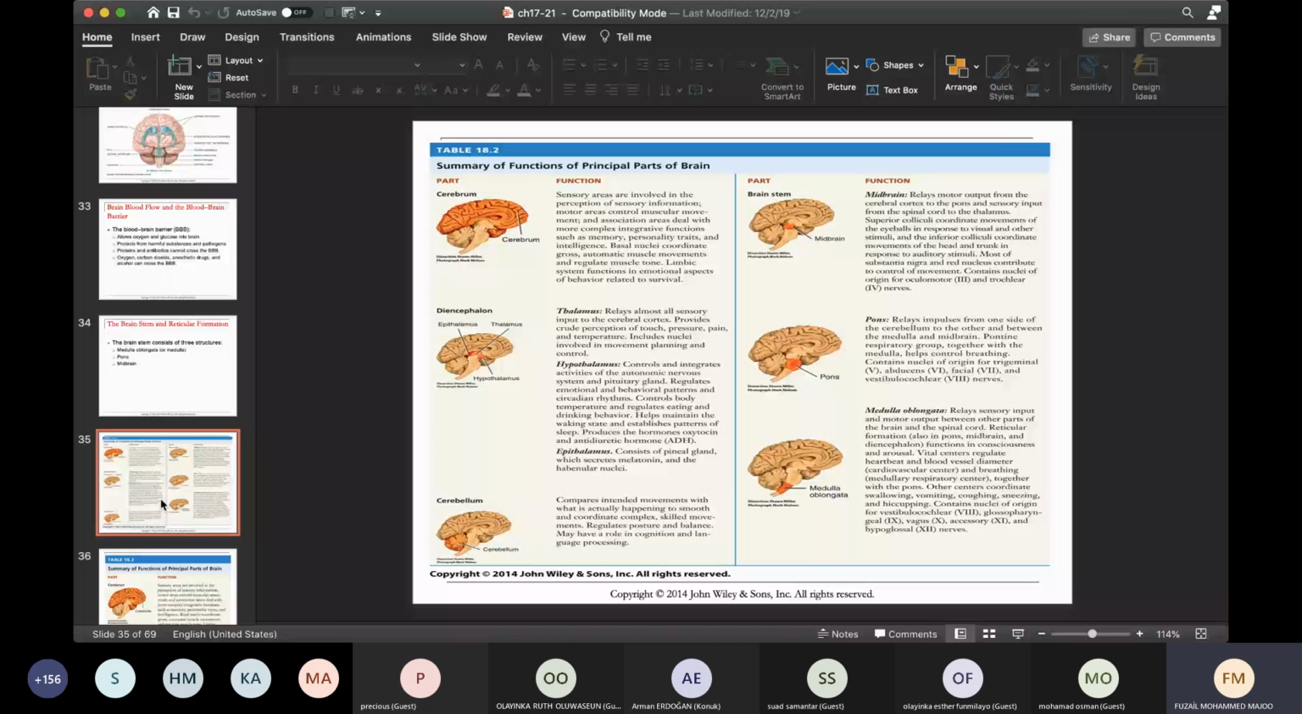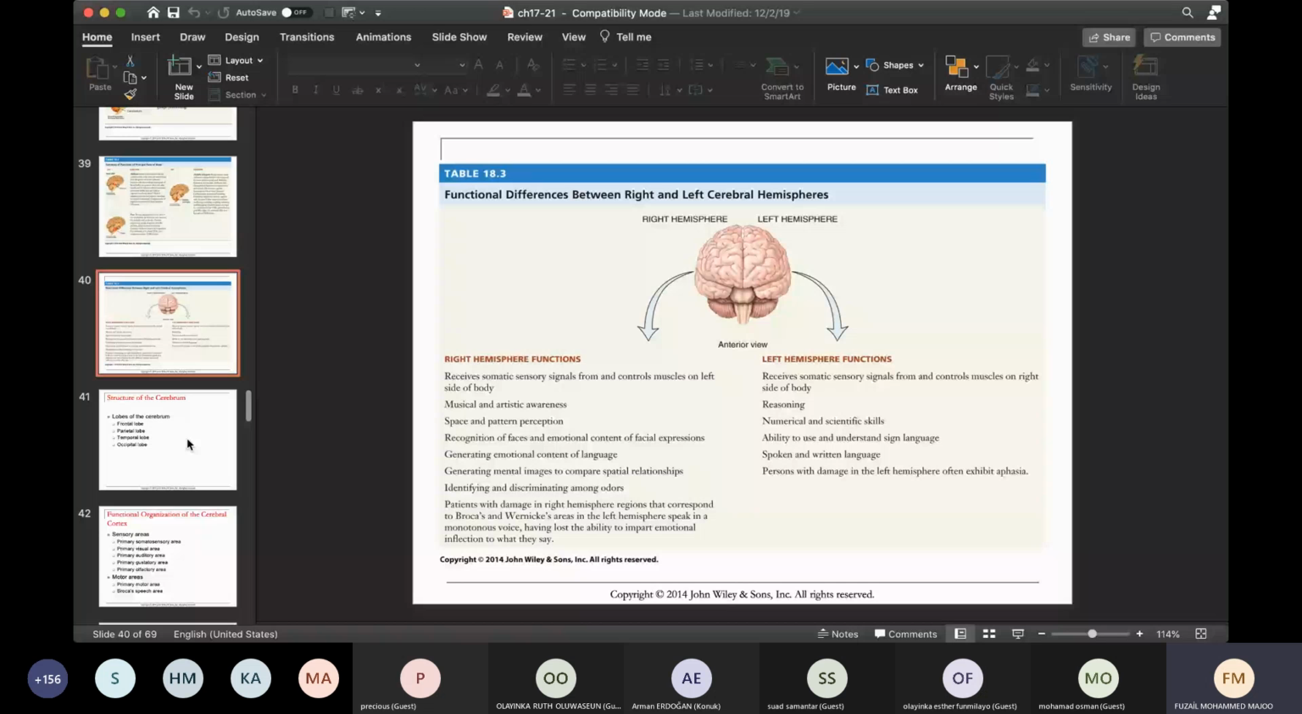All right, right and left side, what are some of the differences? So when you look over here, again, the right side seems to be more enhanced than the left. They're nearly identical. So look, it receives somatic sensory signals from and controls muscles on the left side of the body. This is on the right side. So the right side controls the left. When you move to the left side, it's going to be controlling the right side of the body. So it receives somatic sensory signals from and controls muscles on the right side of the body. One does left, the other does right.